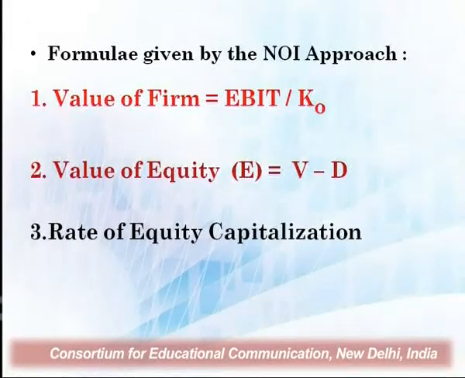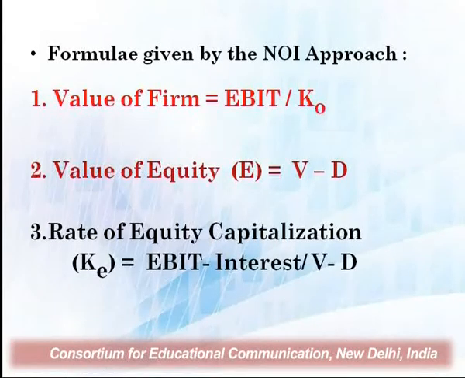The third formula is for rate of equity capitalization, or for the computation of cost of equity. Cost of equity is equal to EBIT minus interest divided by V minus D, that is, market value of equity. Alternatively, you can have the formula EBIT minus interest divided by E as well, right? So these are the three formulas given by the NOI approach. With these formulas, we'll try to calculate the value of firm under the NOI approach. So we are supposed to keep these three formulas in mind when computing the value of firm as per the NOI approach.